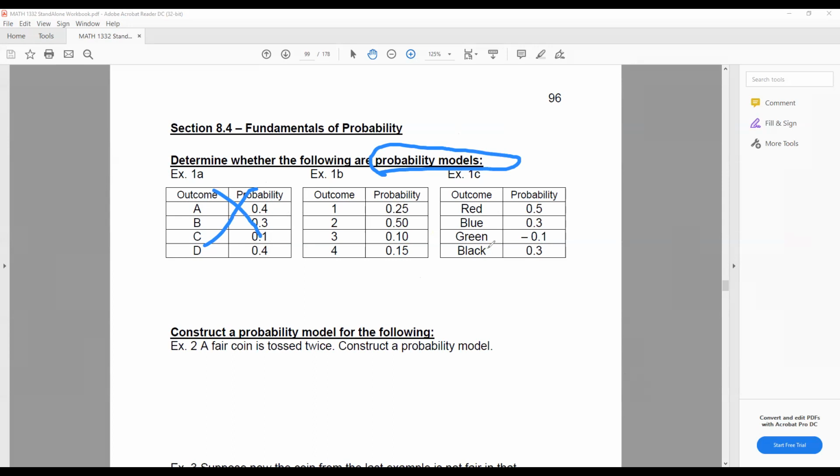Yeah, this is the only one that makes sense, because there's no way you can say I have a negative percent chance of rain or whatever. That doesn't make sense. So it looks like this will be 100%. So this is the only one that is a probability model. Okay.